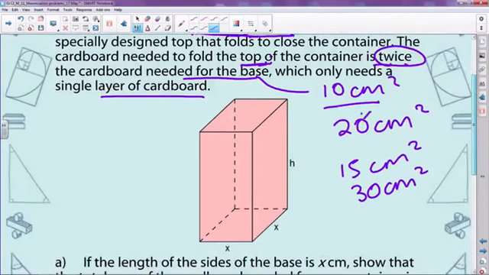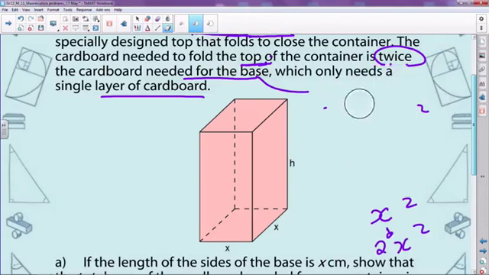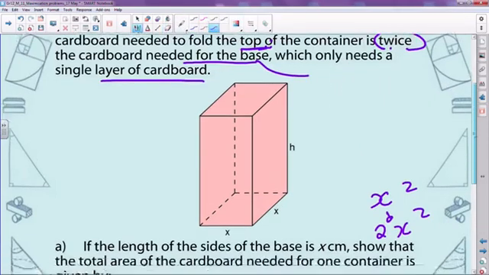So all we're doing is multiplying however much cardboard we need for the base by 2. All right, so if we were to extend this and we said that the area of cardboard we needed for the base is x centimeters squared, then for the top of the container it would be twice as much, so it would be 2x squared. Okay, so that's really what that's saying to us, and that's going to help us to determine and to answer these questions, to determine the value of x, I think it was, and h.